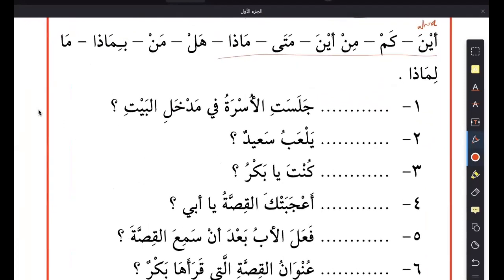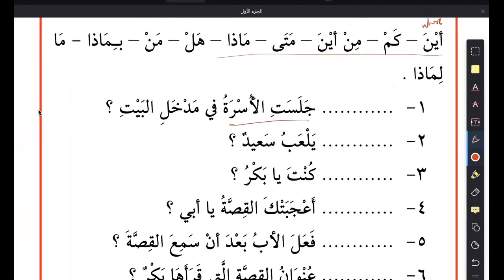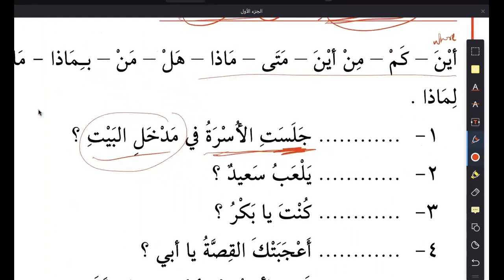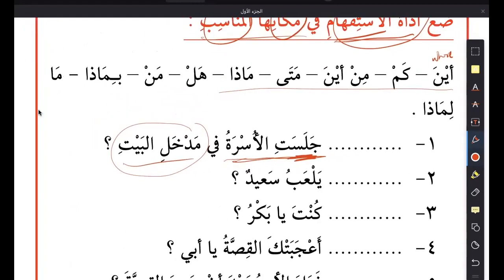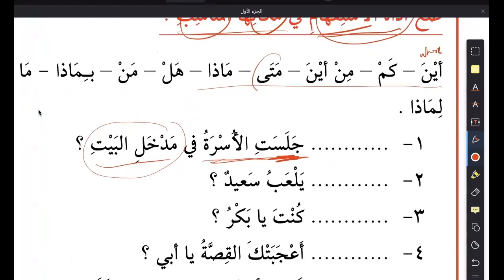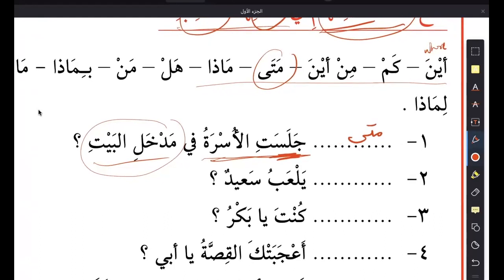The first one is جلست الأسرة في مدخل البيت. The family sat. Okay, jalasa means sat, to sit. Jalasa yajlisu. The family sat في مدخل البيت, in the entrance of the house. So what would be the question? We can say mata, which means when. We can use mata here. Some of the questions you can have more than one answer. For example, if we say limada, that means why. Why do they sit? You may have more than one answer.